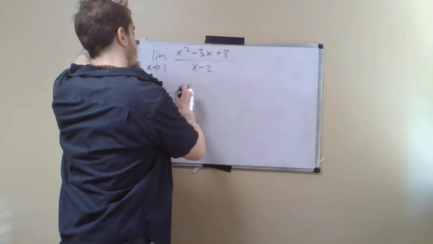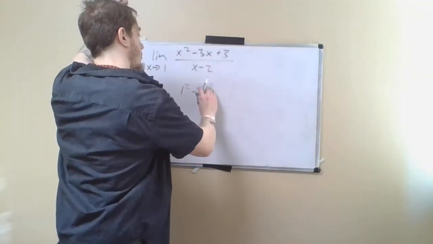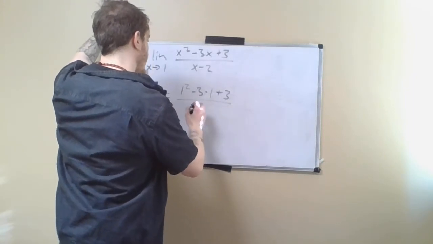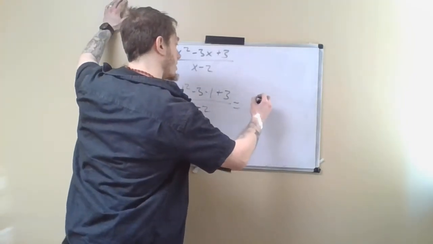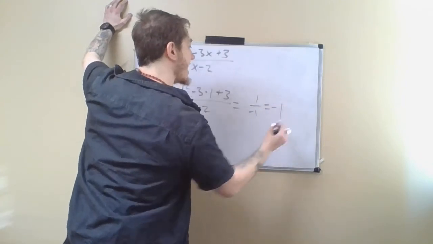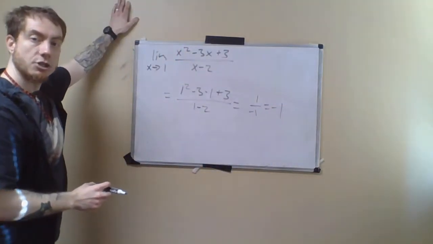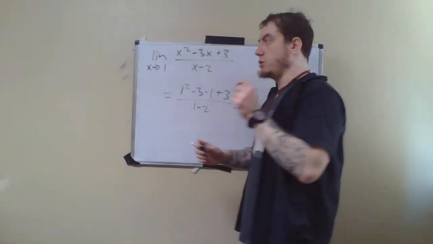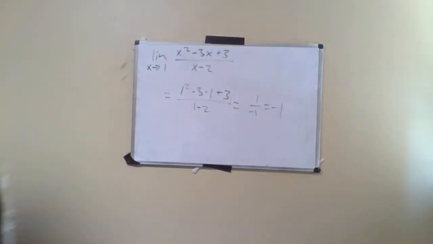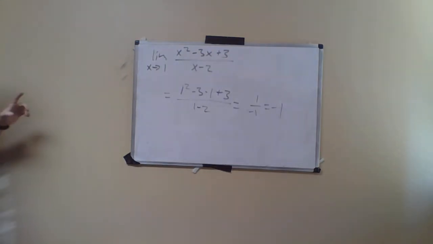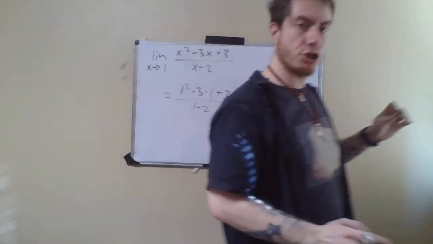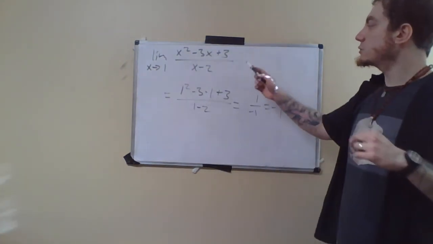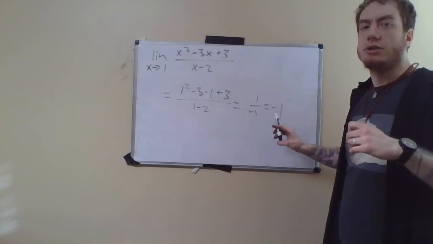I can say this is just going to be 1 squared minus 3 times 1 plus 3, all divided by 1 minus 2. That's going to become 1 over minus 1, and my answer is negative 1. So I found this limit just by evaluating this thing. And you can see here how much easier this really is than if you were trying to mess around with the original precise definition of a limit, I hope. Because if we were doing the precise definition of a limit, this would be an absolute nightmare to figure out.